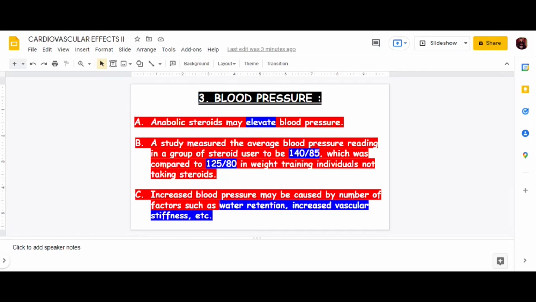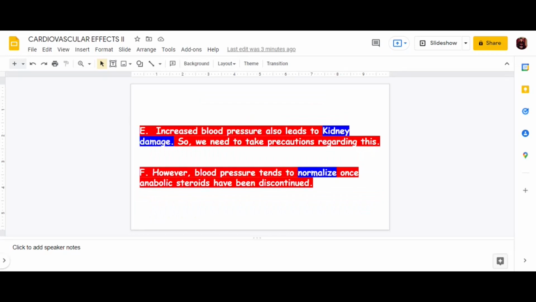Now what are the reasons which increase our blood pressure? Some of these are water retention or increased vascular stiffness. Now we will talk more about these two terms in our upcoming videos. Also, increased blood pressure leads to kidney damage. There are a lot of medications available to control blood pressure, and we will talk about these medications in some other videos, but if you want to know right away, you can comment down below and I will tell you.